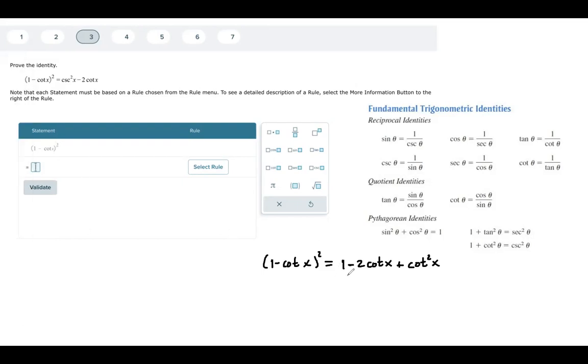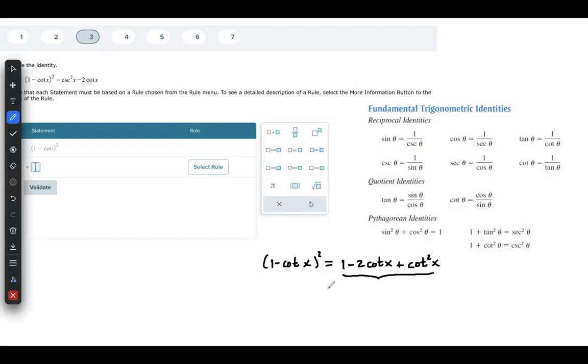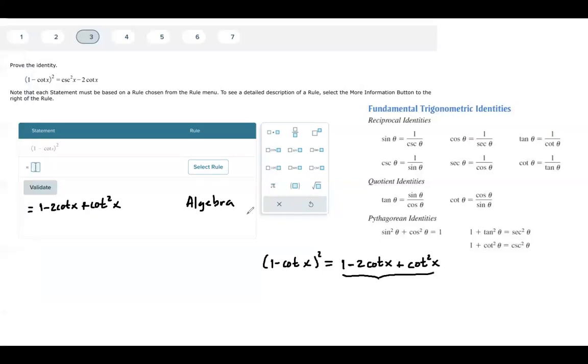So that means that you can write 1 minus cotangent of x, squared, as a trinomial. So that would be my second step here. I will turn that first expression into 1 minus 2 times the cotangent of x plus cotangent squared of x. And the rule I have just used is simply algebra.